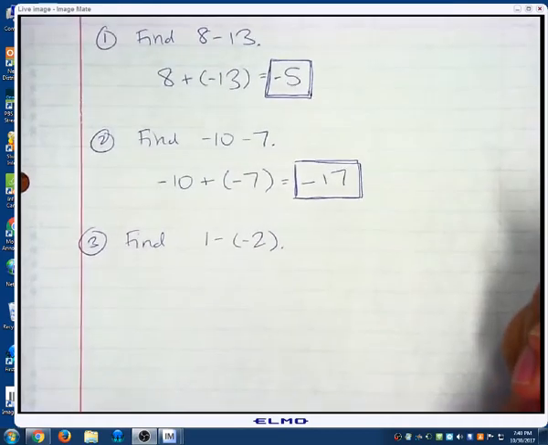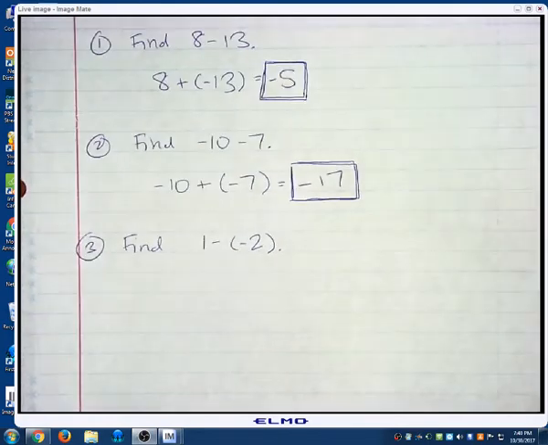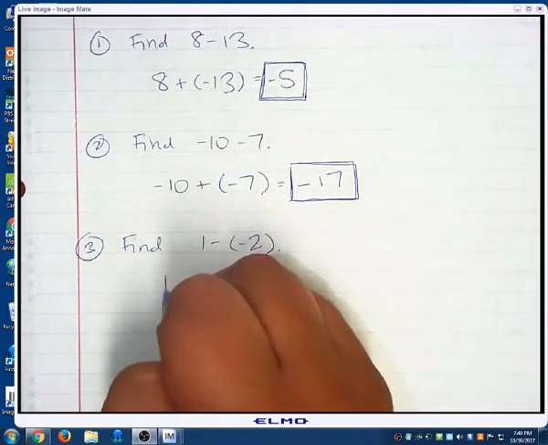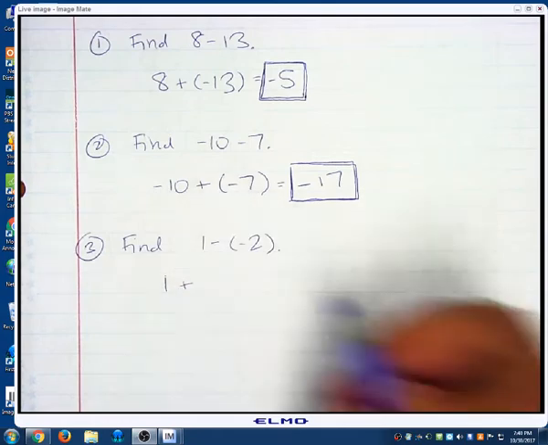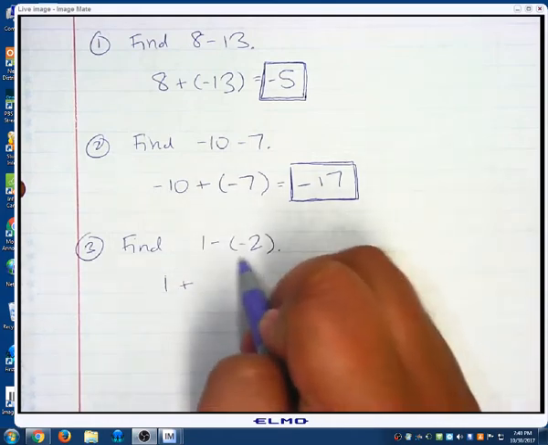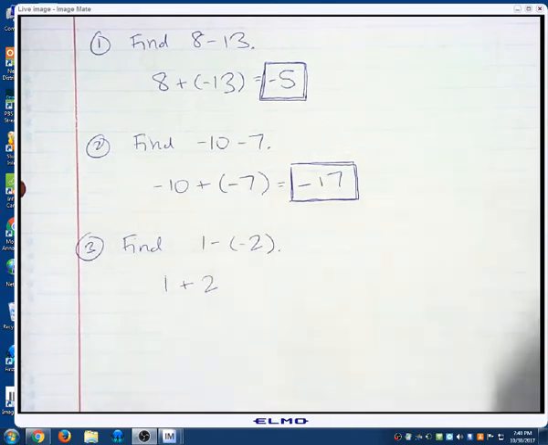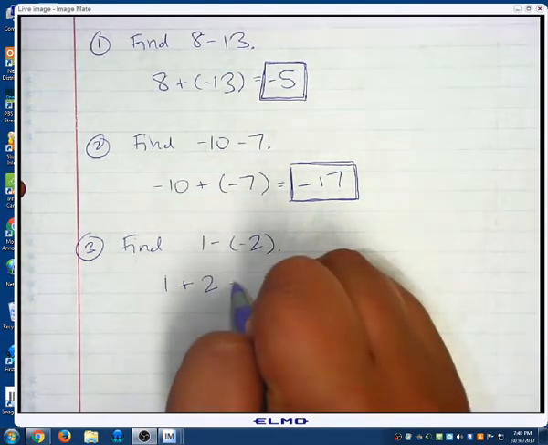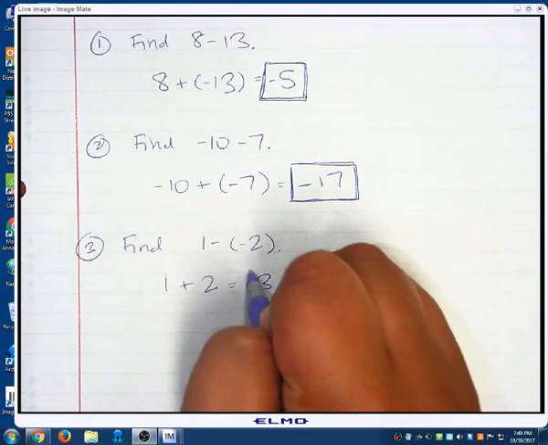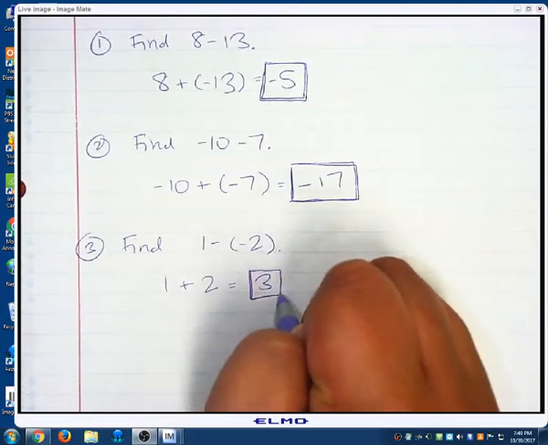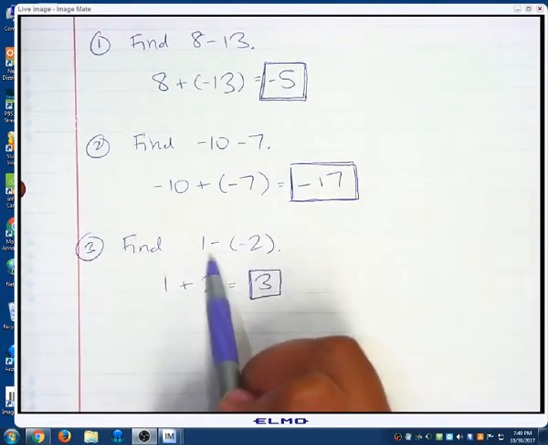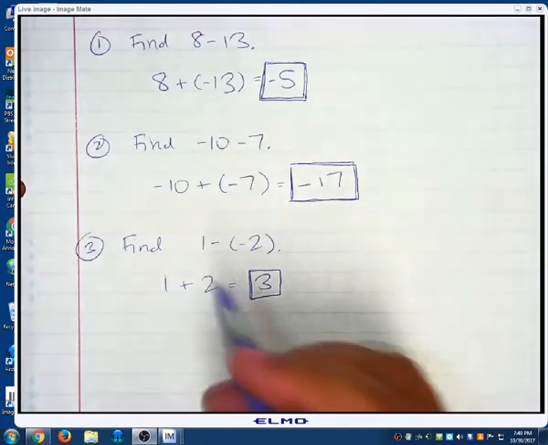So the rule is still the same. I'm still going to add the opposite. So I keep 1 the same. I change this to a plus sign. And now the opposite of negative 2 is positive 2. And I'm just changing the sign of the second number. And 1 plus 2 equals 3. Really easy. Whenever I'm subtracting a negative, I end up adding.